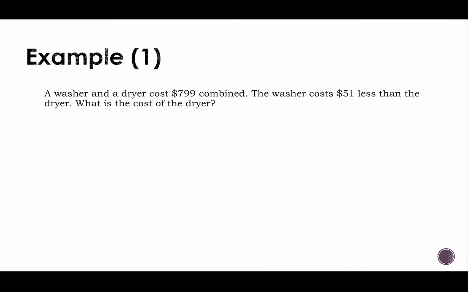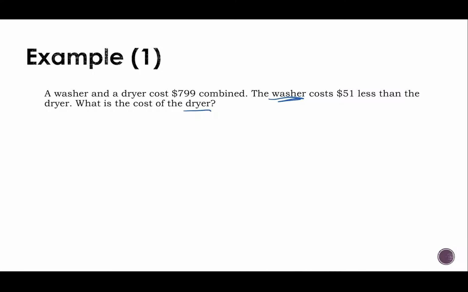So a washer and dryer cost $799 combined. The washer costs $51 less than the dryer. What is the cost of the dryer? So it's not asking me to solve for both the cost of the washer and the dryer. It's just what's the cost of the dryer. But we're going to go ahead and do both because we're extra.